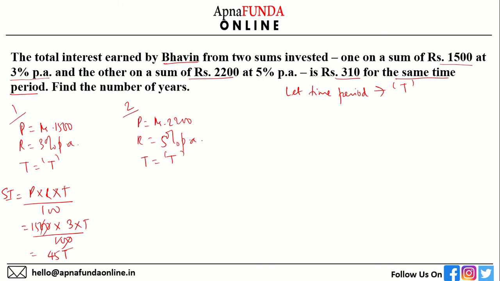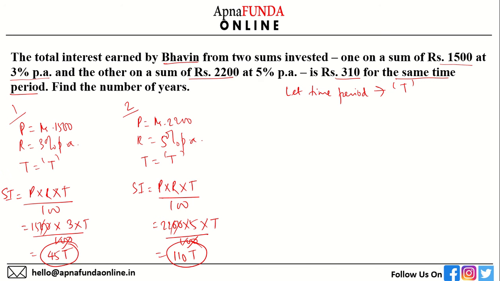Let's calculate for the second sum. Simple interest is equal to principal into rate of interest into time period divided by 100. So simple interest will be equal to principal 2200 into rate 5% into time period assumed to be T divided by 100. So this will be equal to 110T, correct? So the simple interest earned on the first sum is 45T and the simple interest earned on the second sum is 110T, correct?